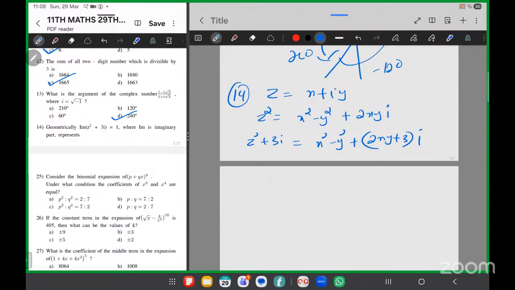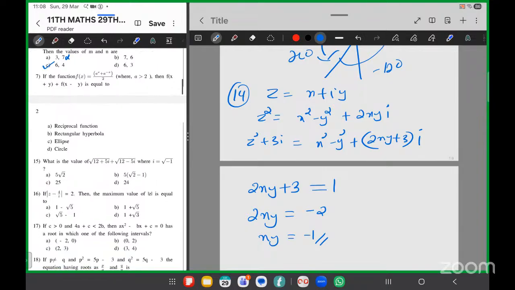So the imaginary part of this one, we can write as 2xy plus 3 only. इसका वैल्यू उन्होंने क्या दिया है? 1. That means 2xy equal to 1 minus 3. 1 minus 3 is minus 2, so 2xy equal to minus 2, xy equal to minus 1.